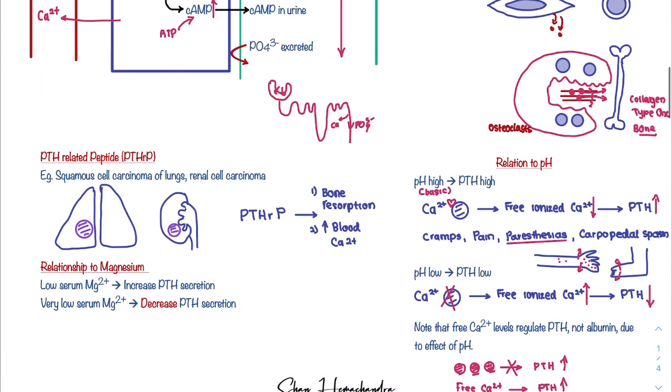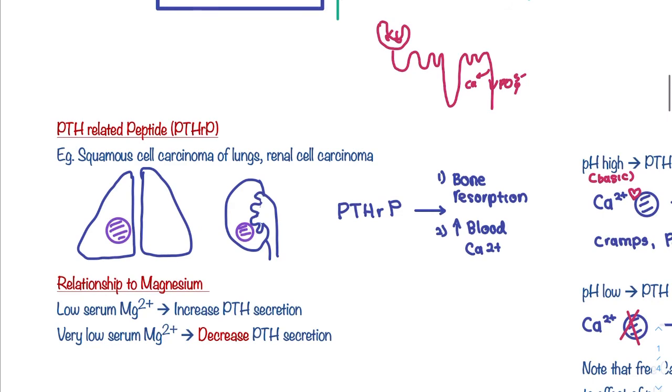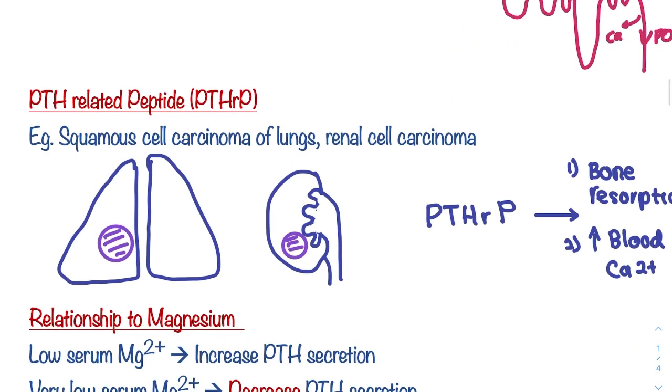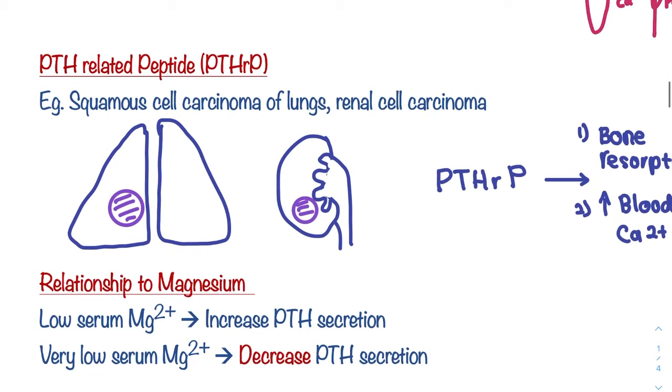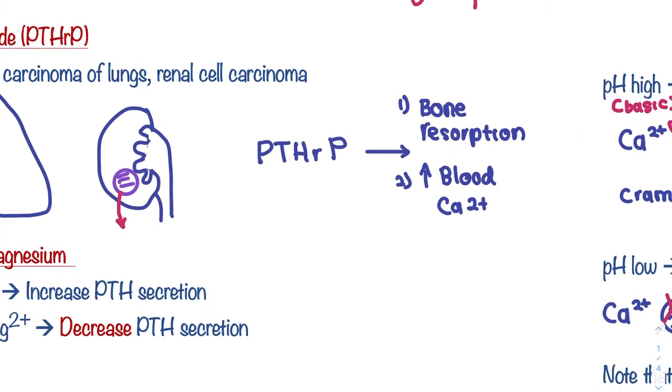Now, let's take a look at two carcinomas. Carcinomas are epithelial cell cancers, and in this case, we look at lung and renal carcinomas. So in these cells, they can release substances which do the same function as parathyroid hormone. So those are called parathyroid hormone related peptides, PTHrP. So that will cause bone resorption and increase blood calcium levels, which can be detected in blood tests.